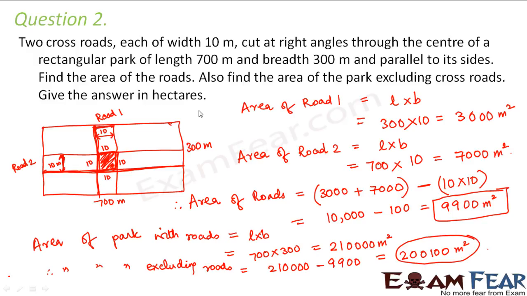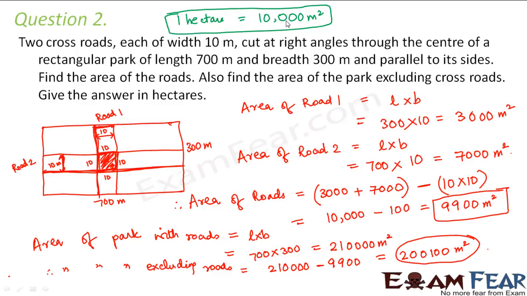Give the answer in hectares. Now we have got the answer in meter square because all the dimensions, all the length and breadth were given in meters. So that is why we obtained the answer in meter square. Now hectare is a unit of area which is a bigger unit. The relationship between hectare and meter square is 1 hectare is equal to 10,000 meter square.